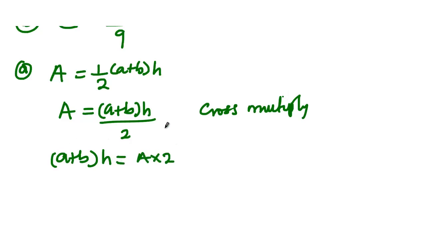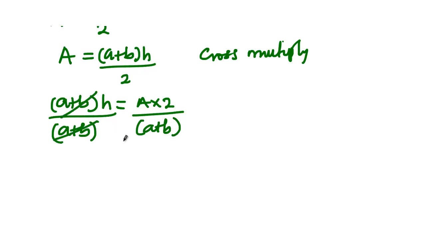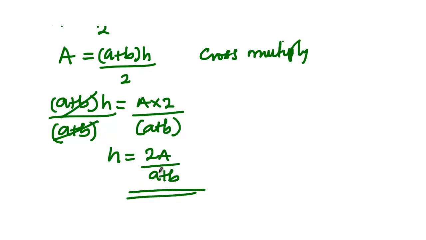A times 2. So at the end of it, we have our h here. So we can divide both sides by the coefficient of h, which is what? a plus b. I said coefficient, pardon me. Coefficient is usually a number, but in this context, I'm talking about what is beside h that multiplies with h. That's what I'm trying to say in real sense. So that's a plus b. So a plus b cancels a plus b. So we have h is equal to what? 2A over a plus b. So in that case, h has been made the subject of the formula.